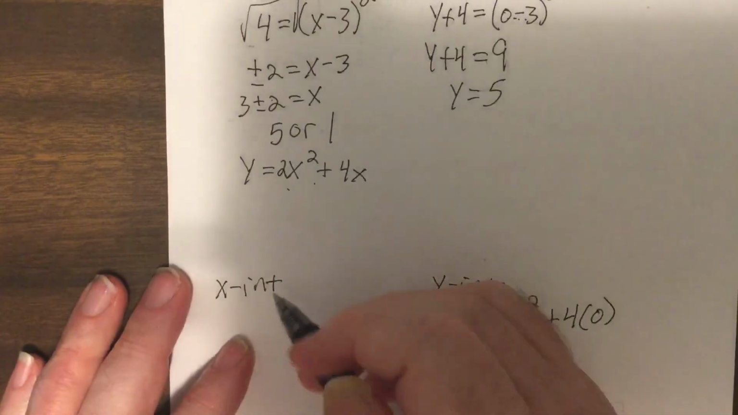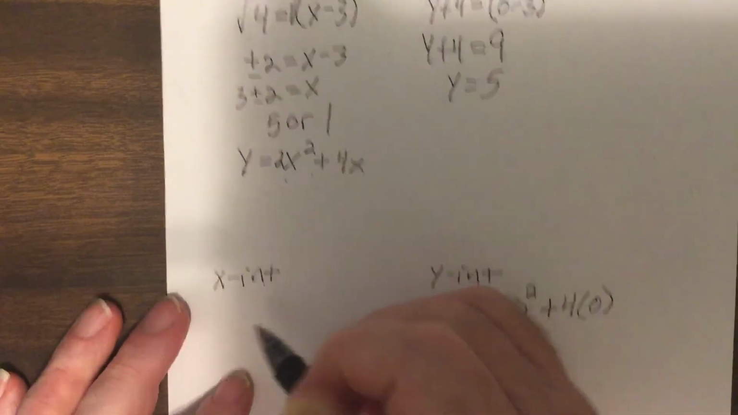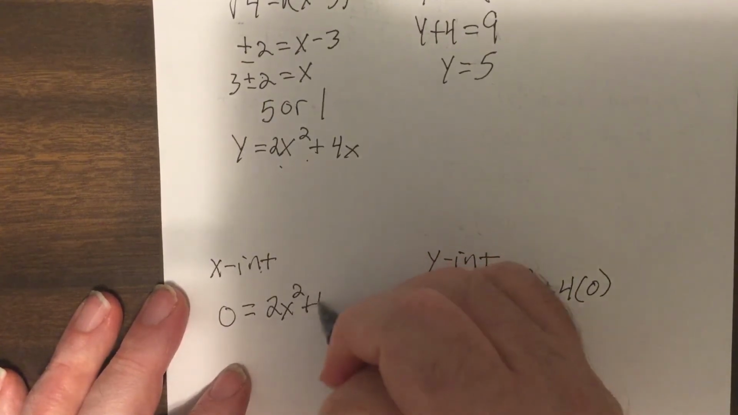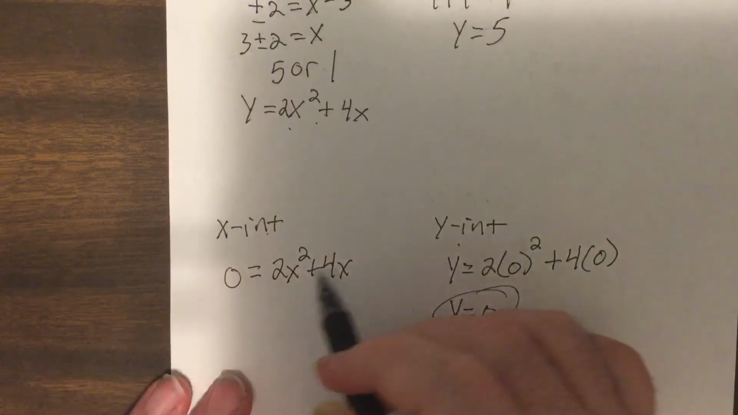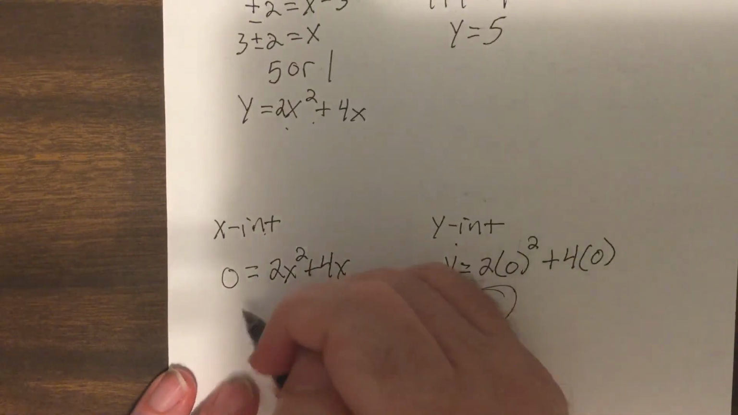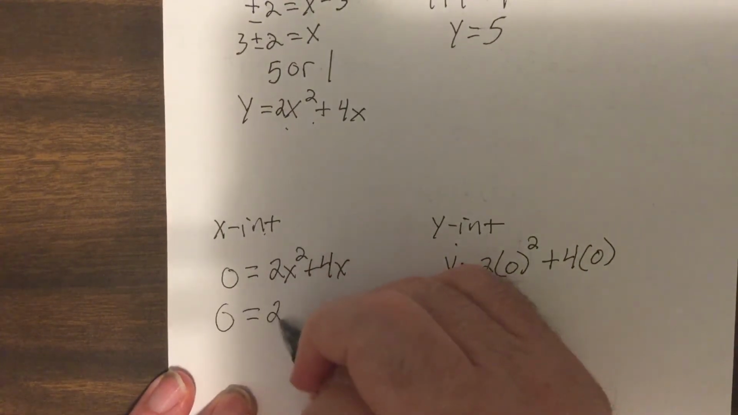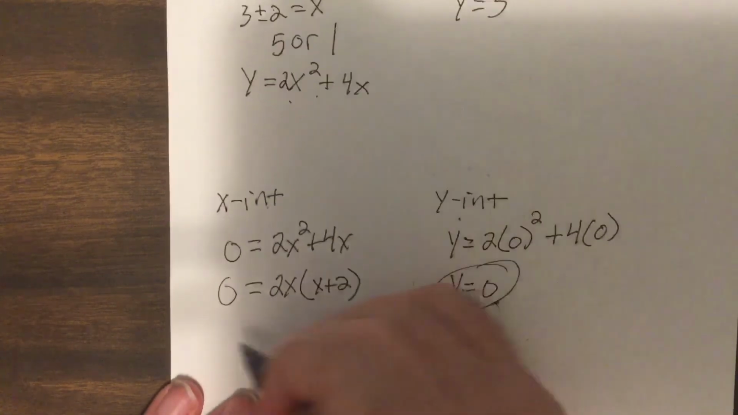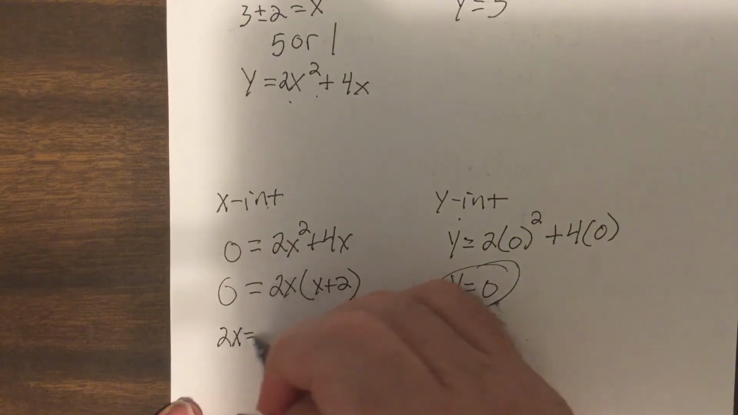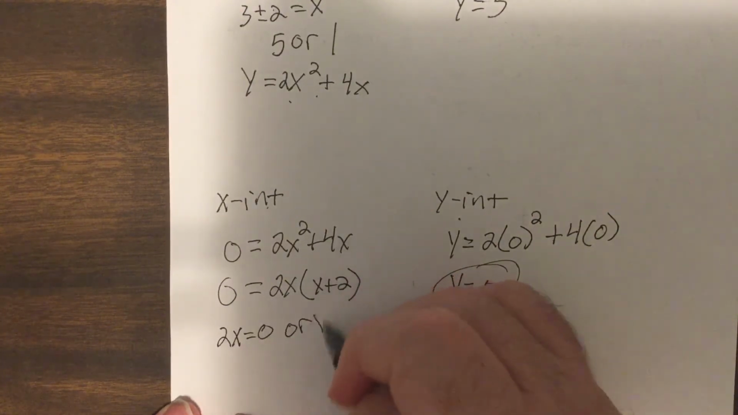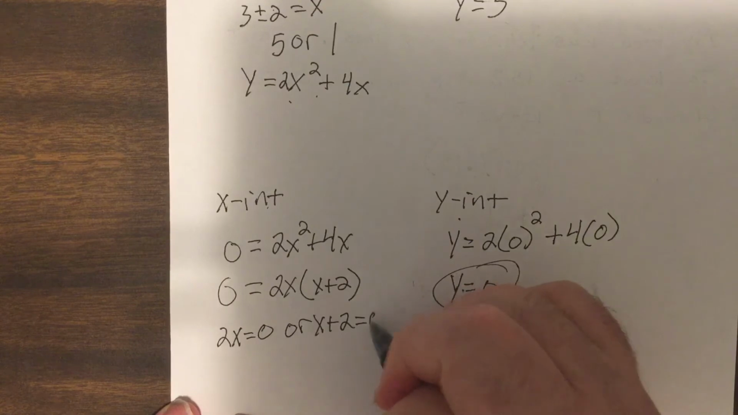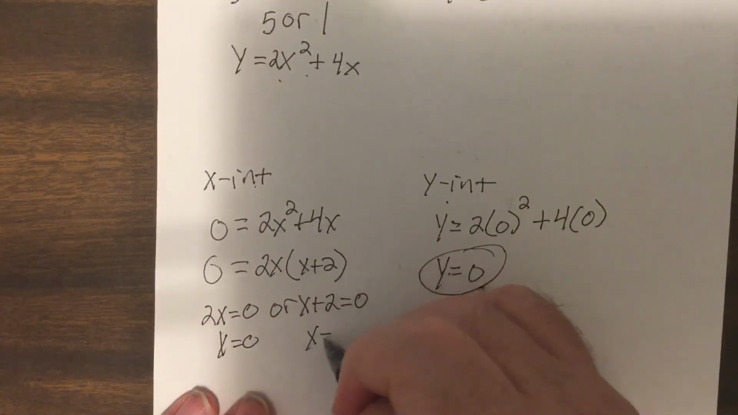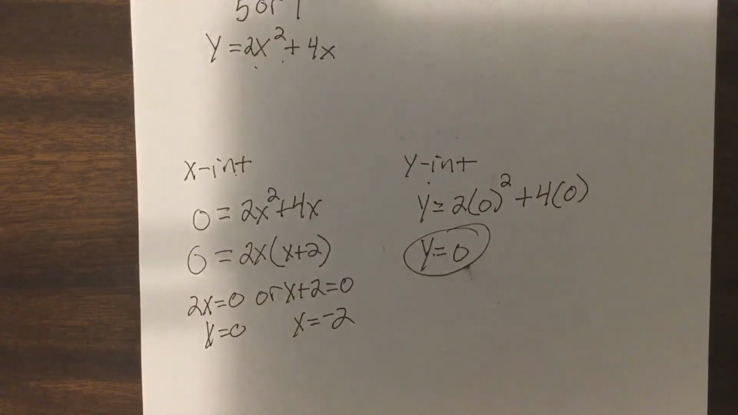Now the x-intercept, you put 0 in for y. Now we could complete the square, but why not factor? Factor out a 2x, that'd be x plus 2. So you'd have 2x equals 0, or x plus 2 equals 0. So x equals 0, or x equals negative 2.